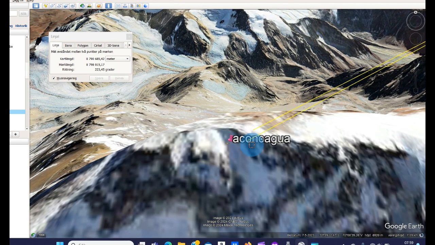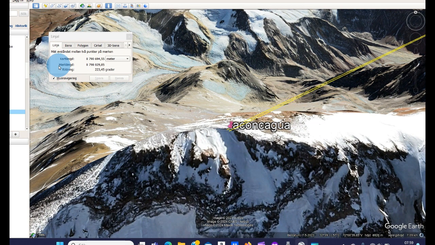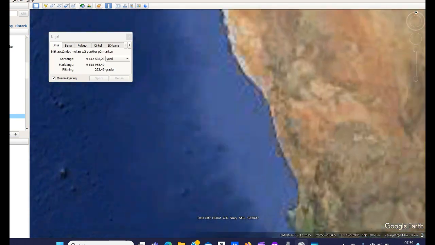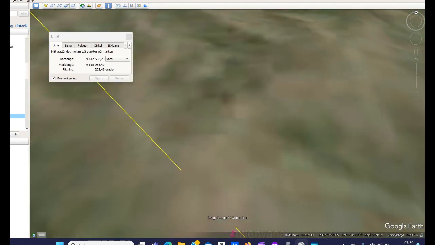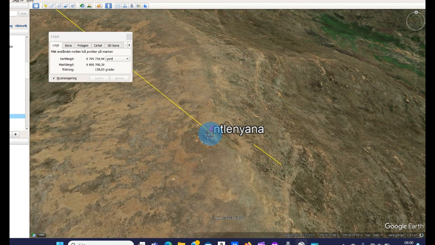If you look in the measure tool there, we find in the middle row, the ground length distance, 879800, just around 879800 meters. And if we now shift to yards, that's what we should find to Tabana Ntlenyana from Mount Teide. So let's fly to that mountain in southern Africa. Here we have it. Tabana Ntlenyana is here.